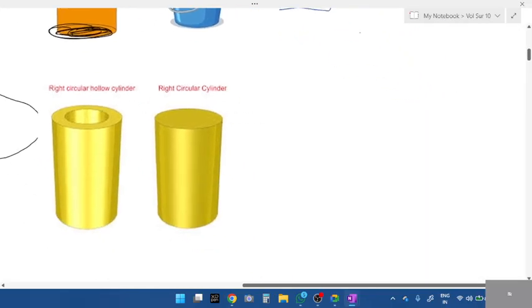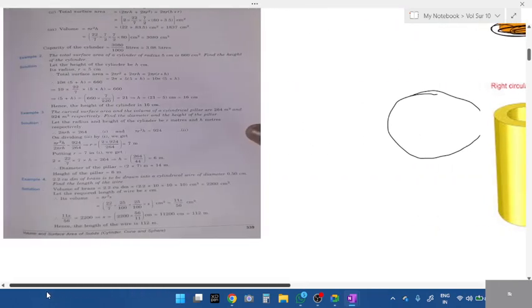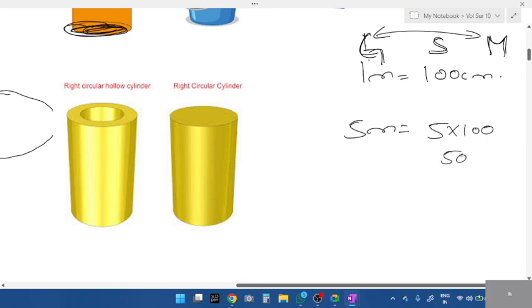1 meter is equal to how many centimeters? 1 meter is equal to 100 centimeters. This is bigger and this is smaller. G and S, small. So you have to multiply. GSM, remember this, students, GSM or GM. Remember GM, for example, like good morning. So from greater, if you are converting into smaller, multiply. If they give 5 meters, if you want to convert 5 into centimeters, 5 into 100, that is 500 centimeters.